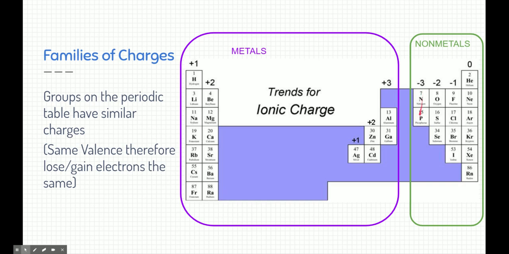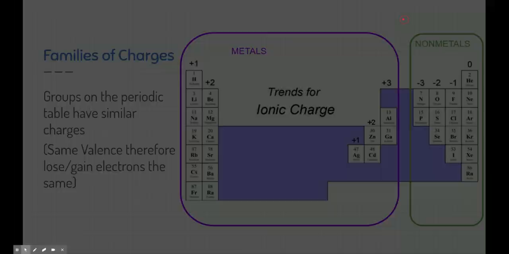Now over here, these are all nonmetals. These nonmetals right here are minus three. These ones are minus two, minus one, zero. I recommend you write these in your periodic table so we can quickly know what the charges are. And again, this is all based on valence electrons.